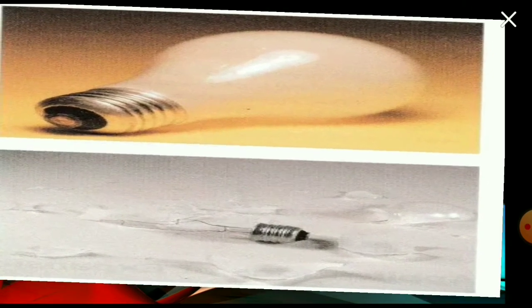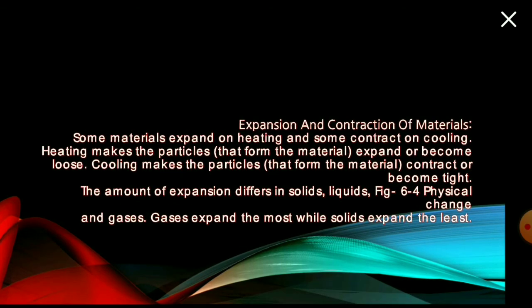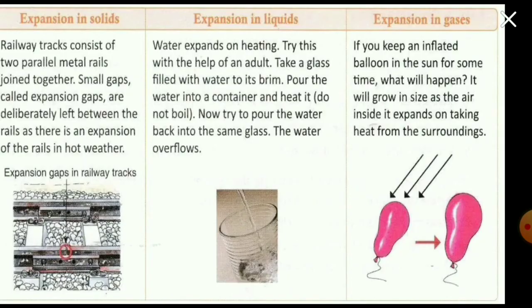Now let's see about expansion and contraction of materials. Some materials expand on heating and some contract on cooling. Heating makes the particles that form the material expand or become loose. Cooling makes the particles that form the material contract or become tight. The amount of expansion differs in solids, liquids, and gases. Gases expand the most while solids expand the least.